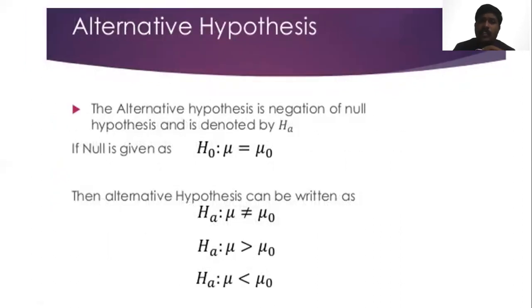So what is alternative hypothesis? Alternative hypothesis is normally the negation of the null hypothesis. So if we consider mu equal to mu naught as the representation of the null hypothesis, the other three combinations, mu not equal to mu naught, mu greater than mu naught, or mu less than mu naught, are all known as the alternative hypothesis.